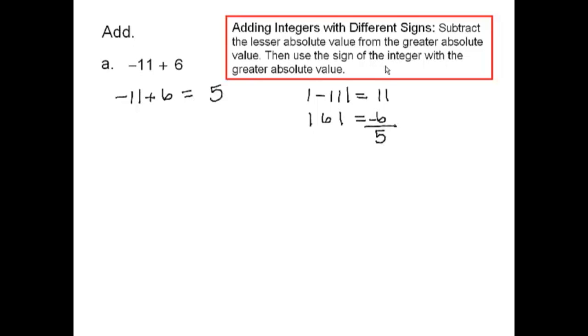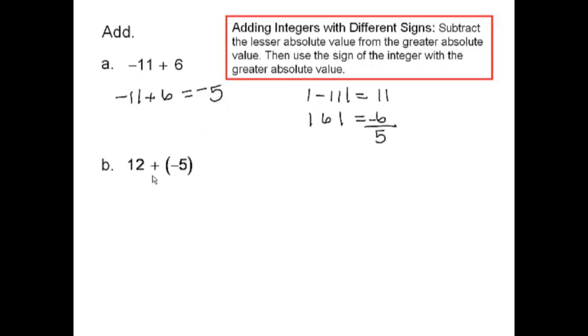Then we use the sign of the integer with the greater absolute value. So 11 is greater than 6, and in our problem, 11 is negative. So we add a negative sign to our answer. So negative 11 plus 6 is negative 5. Let's try another example.